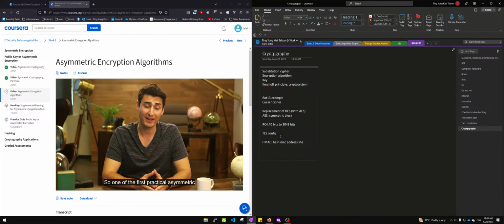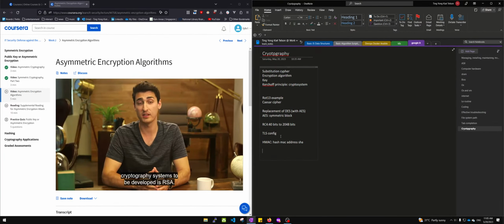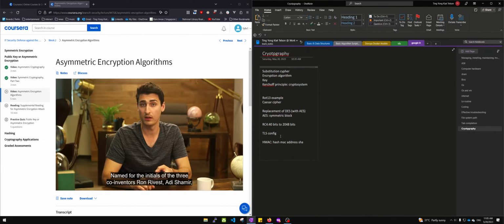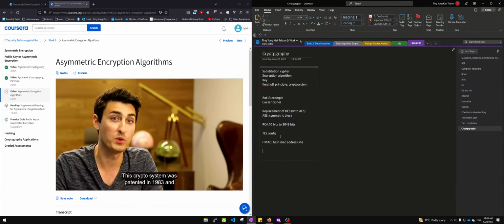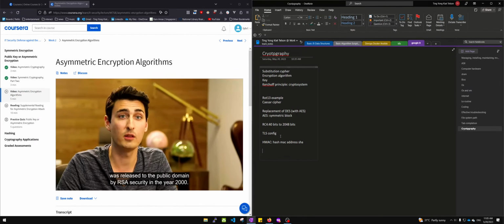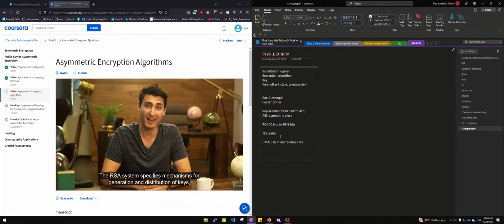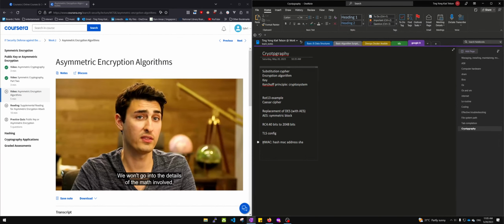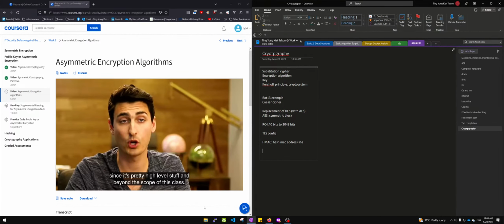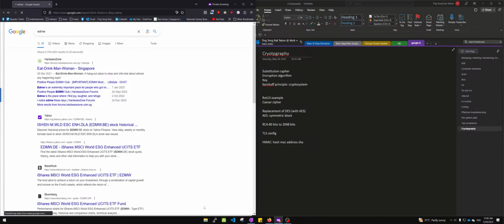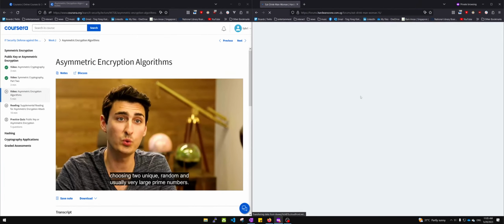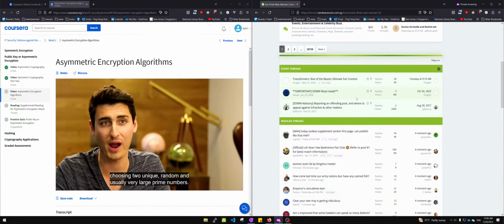So, one of the first practical asymmetric cryptography systems to be developed is RSA, named for the initials of the three co-inventors, Ron Rivest, Adi Shamir, and Leonard Adleman. This crypto system was patented in 1983 and was released to the public domain by RSA Security in the year 2000. The RSA system specifies mechanisms for generation and distribution of keys, along with encryption and decryption operations using these keys. We won't go into the details of the math involved, since it's pretty high-level stuff and beyond the scope of this class. But it's important to know that the key generation process depends on choosing two unique, random, and usually very large prime numbers.